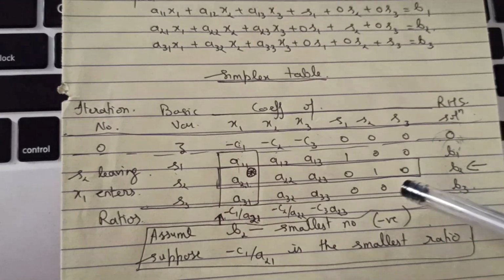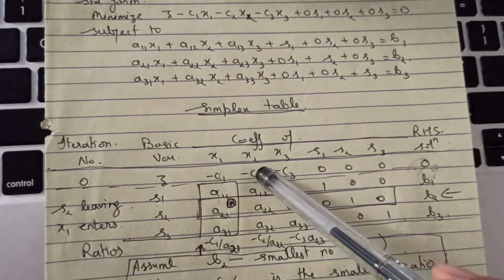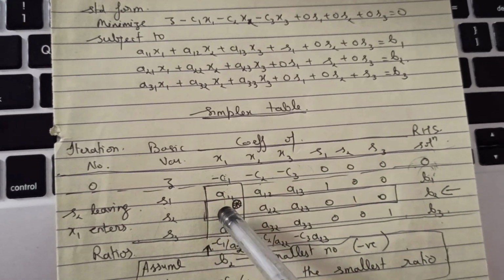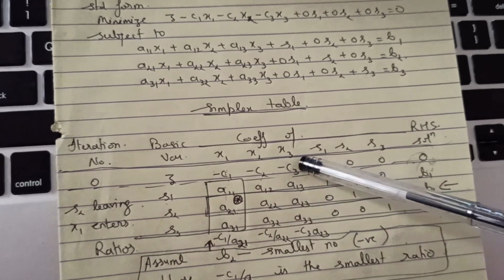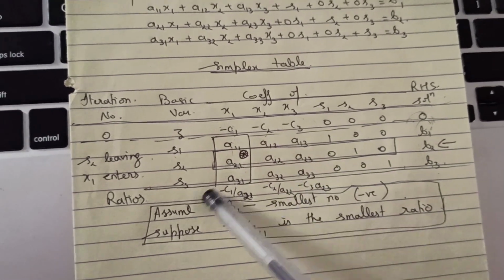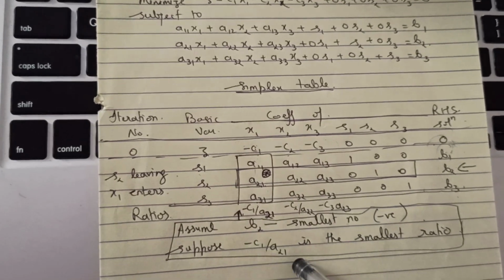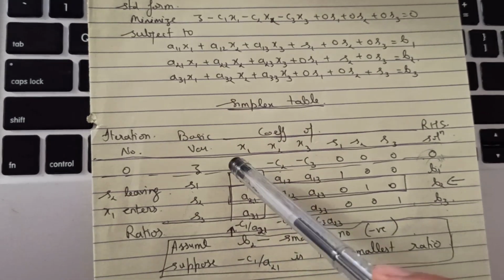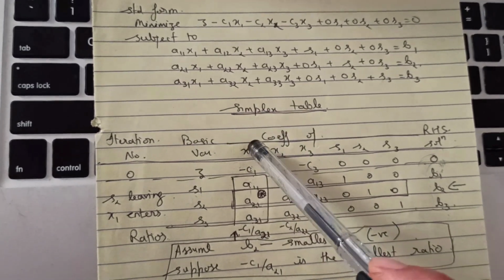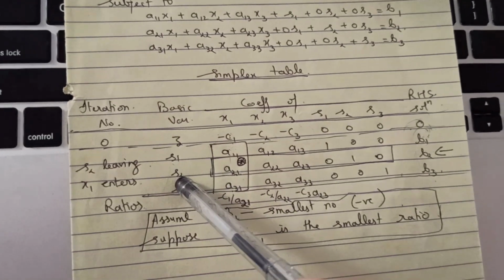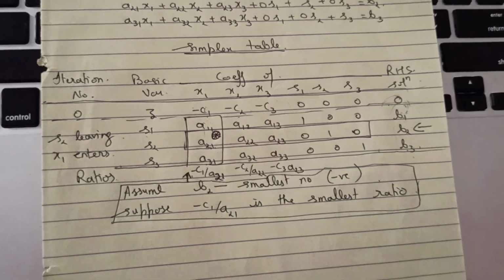Next, the 7th step says we will take the ratios of the coefficients of Z with the pivot row. So we will find -C1 by A21, -C2 by A22, and -C3 by A23. We got these 3, and now we will choose the smallest ratio. Let's assume C1 by A21 is the smallest ratio. Then we denote this as our pivot column, and this is how we choose the incoming variable. So x1 is the incoming variable. We now know s2 is the outgoing variable and x1 is the incoming variable. Then the rest we will do the same as in the simplex method.